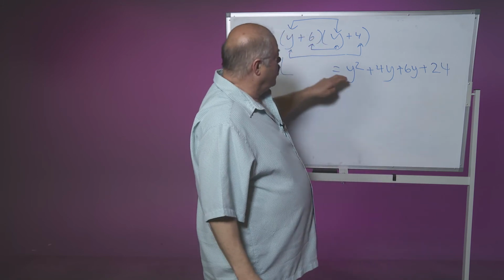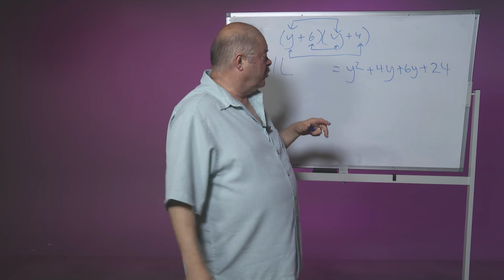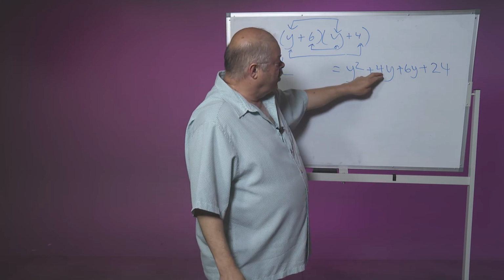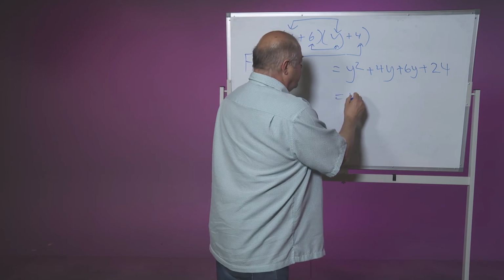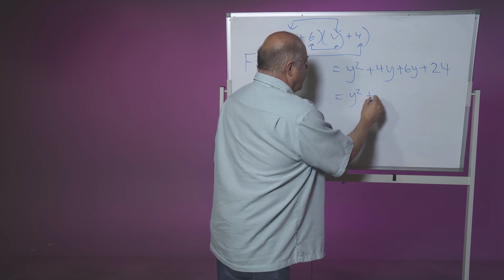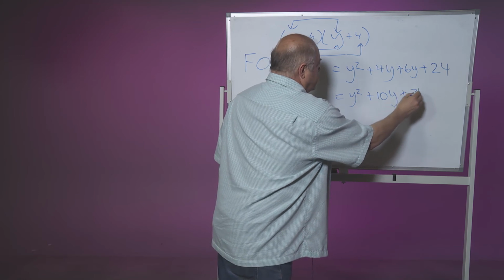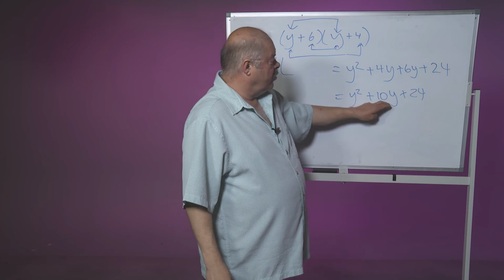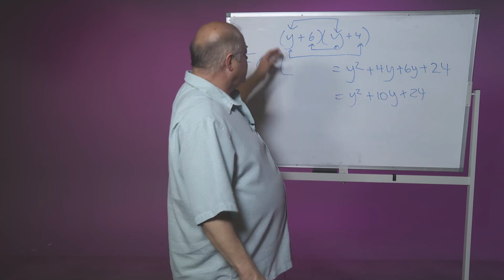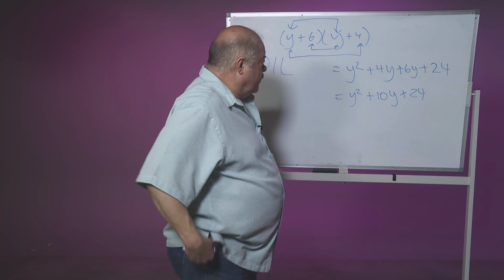And then things that are the same, we can add, subtract, multiply, and divide. So here we have a 4y and a 6y, so we can add those together. That's a 10y. And that would be our answer: y squared plus 10y plus 24. Expanding that out with the FOIL method.